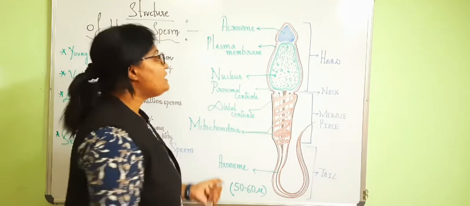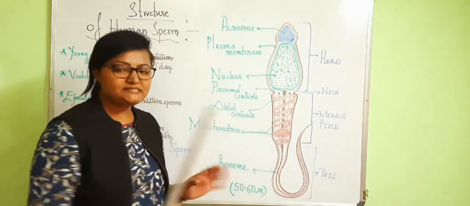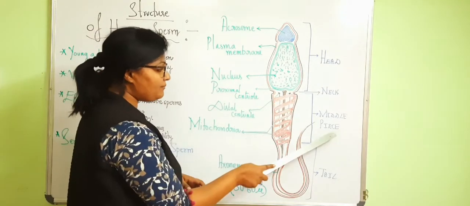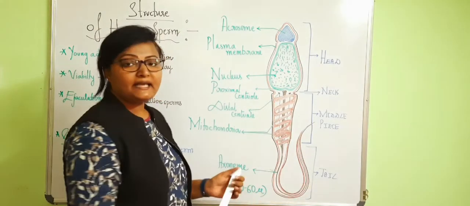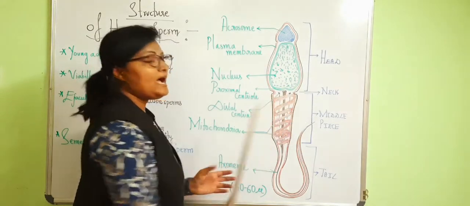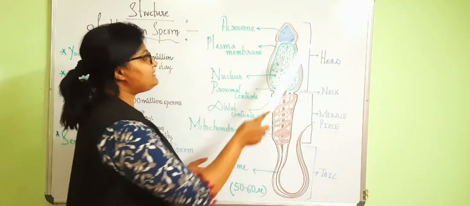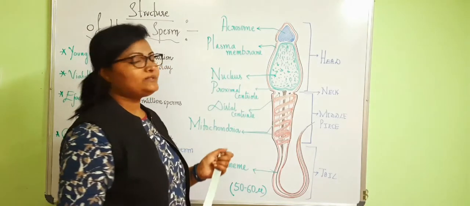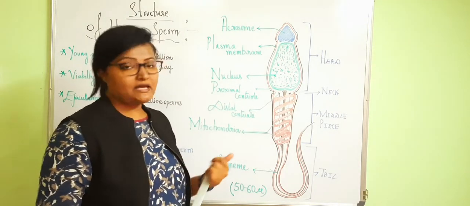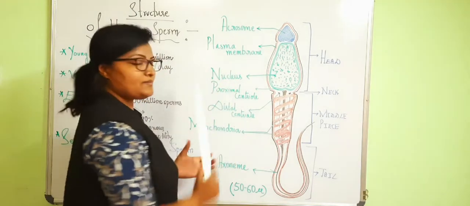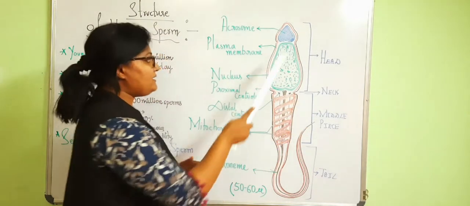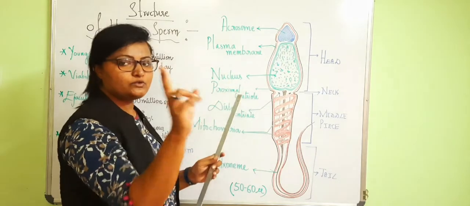The ploidy of the sperm is haploid, that is, the chromosomal set in the sperm is 23 in number. The sperm structure is basically divided into 3 regions: head, middle piece and tail. Between the head and middle piece there is a region called the neck. What does the head contain? The head, or the complete sperm, is covered by a plasma membrane, a double layered membrane.